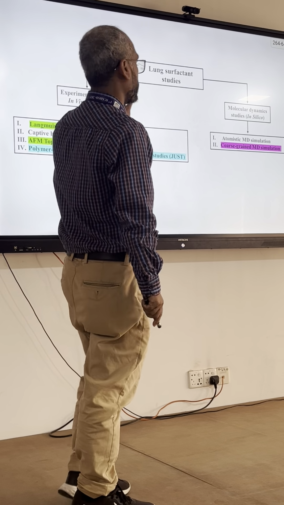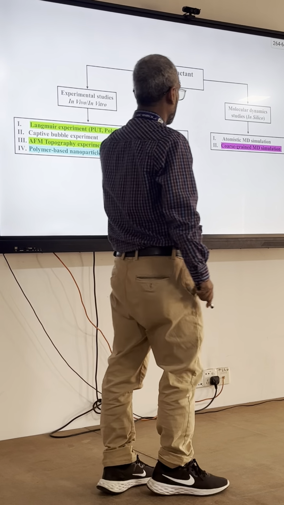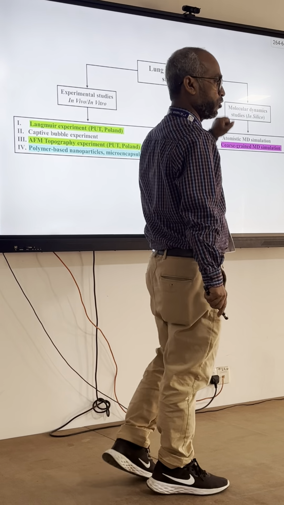So there are two types of study. We have the experimental arm and the simulation. I'm working on this part. My experimental part has been conducted by Poznan University of Technology, Poland, and another part has been conducted in our pharmacy department in Joshua Scientific University.